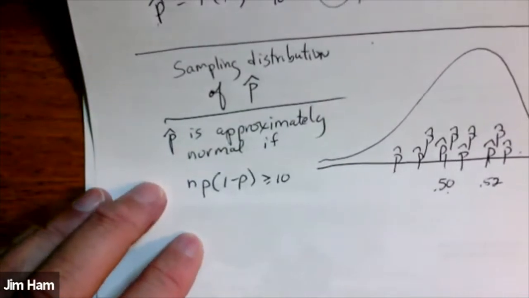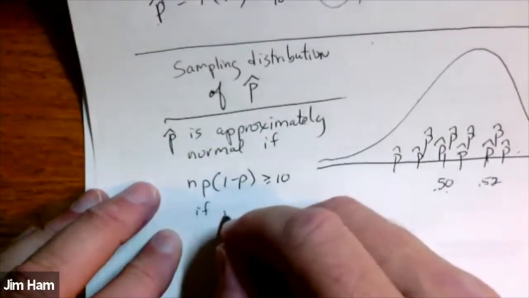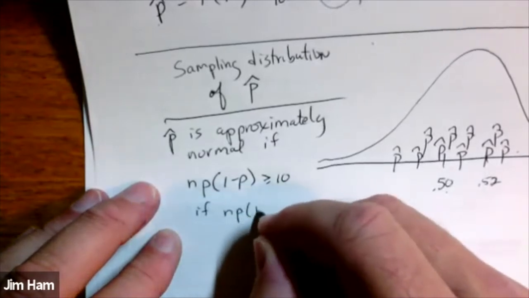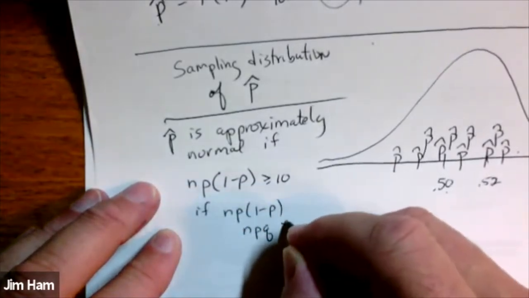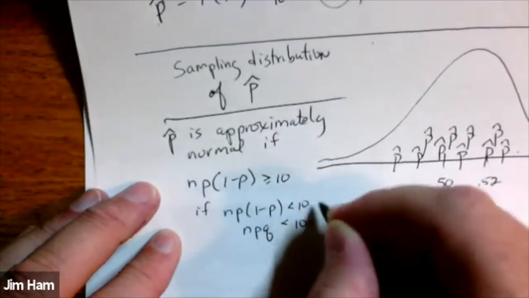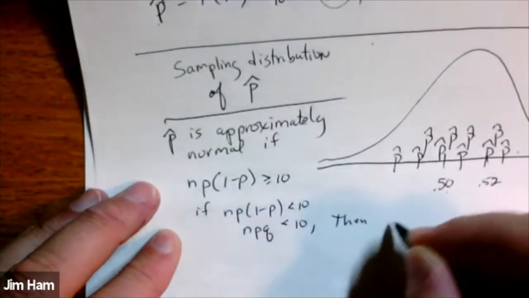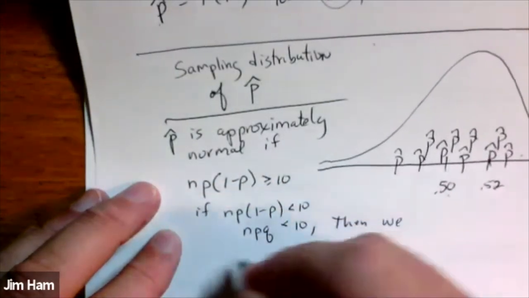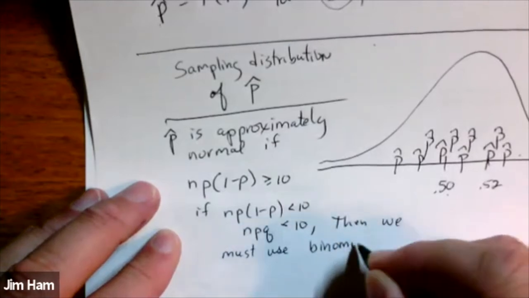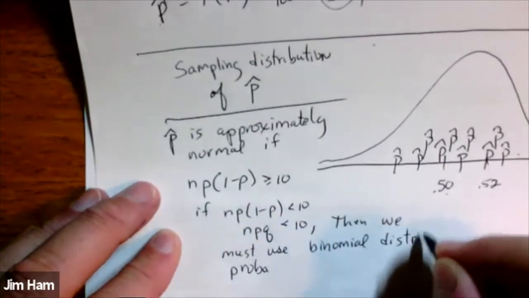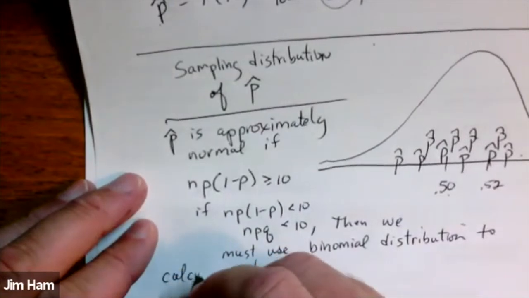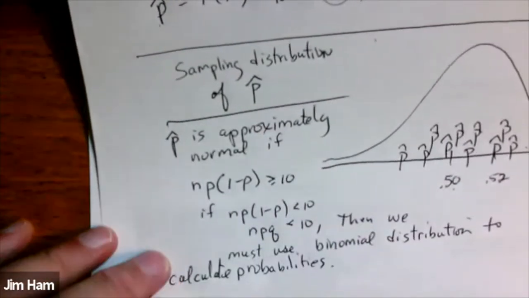If n times p times 1 minus p, sometimes I'll just say n times p times q, is less than 10, then we must use binomial probabilities or binomial distributions to calculate probabilities. Otherwise, we can use the normal calculations.